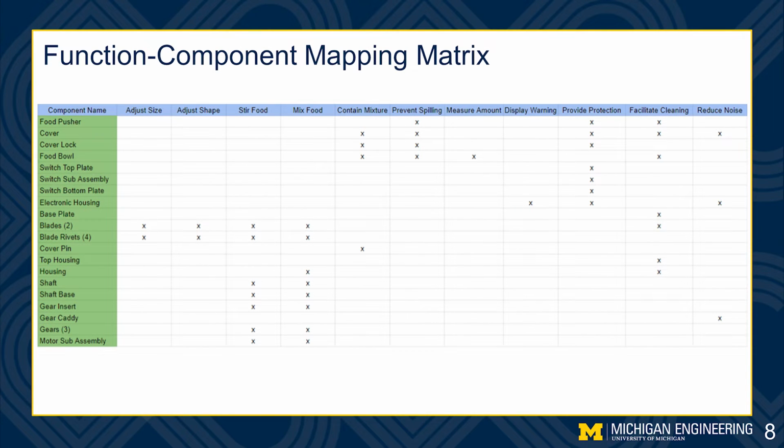Shown is the function component mapping matrix. From the table, we can see which functions are most important, such as stir food, mix food, provide protection, and facilitate cleaning. We can also see which functions are less significant, such as measure amount and display warning, as they only have one component representing them. We can also see which parts may be modified in the future, as components such as the base plate, cover pin, top housing, and gear caddy only fall under one function.